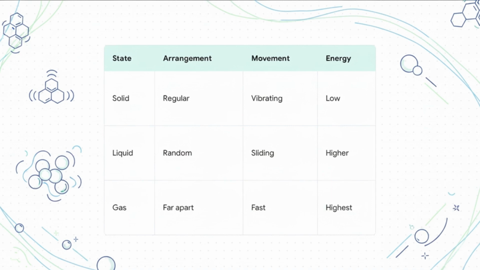For solids, the arrangement is regular and closely packed, the movement is purely vibrating in fixed positions, and the energy is very low. Now, for liquids, the arrangement is random but still close, the movement involves moving around and sliding, and the energy is a bit higher. Finally, for gases, the arrangement is completely random and far apart, the movement is fast in all directions, and they possess the highest energy. If you can recreate this grid in your mind during a test, you've got a foolproof system for comparing any state of matter.